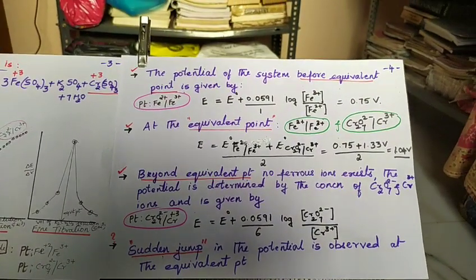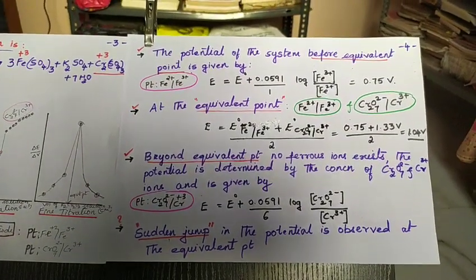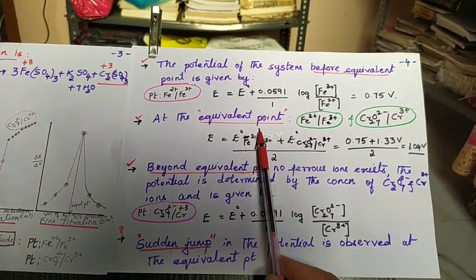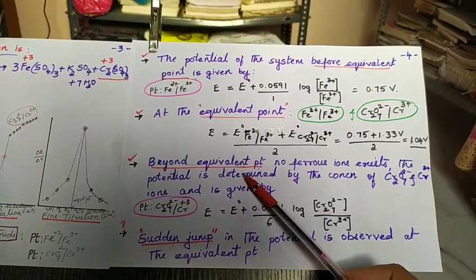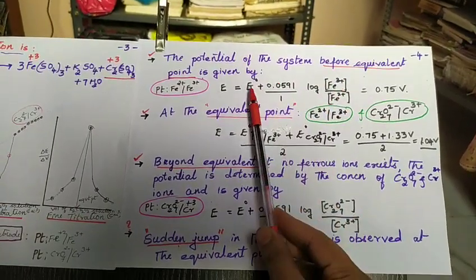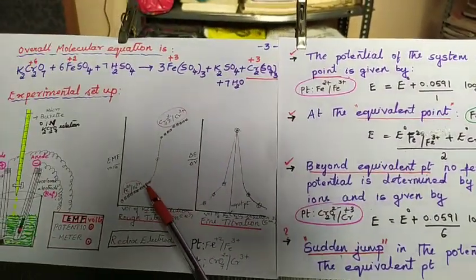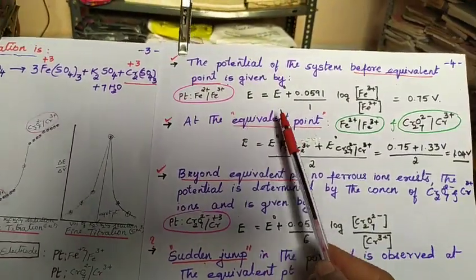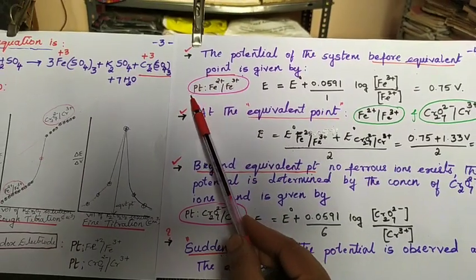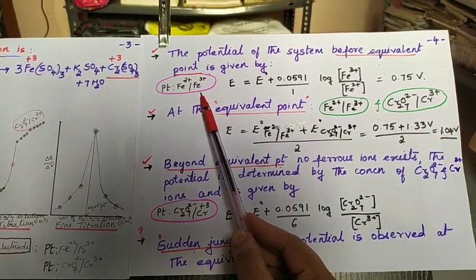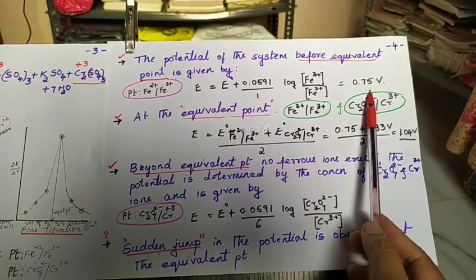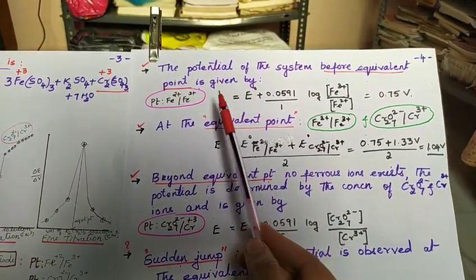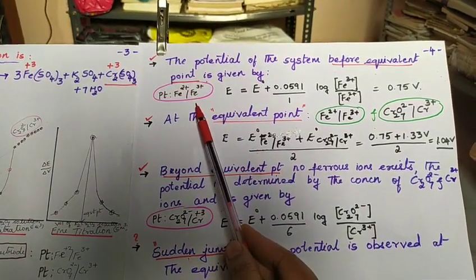Let us understand the theory behind potentiometric titrations. Three points are very important here: before the equivalent point, at the equivalent point, and beyond the equivalent point. Before the equivalent point, the potential increases gradually, as you see in the first rough graph, and this is due to the formation of the redox couple Fe2+/Fe3+, and its potential is about 0.75 volt. So we write the Nernst equation with respect to the redox couple Fe2+/Fe3+.